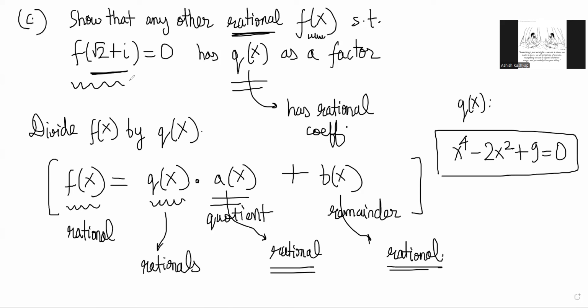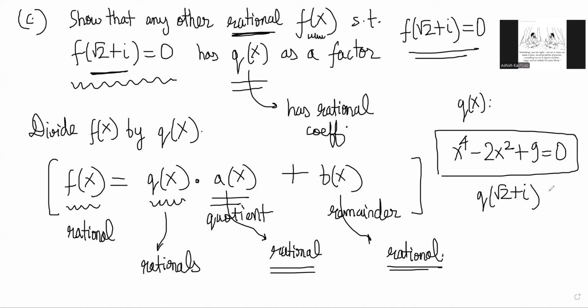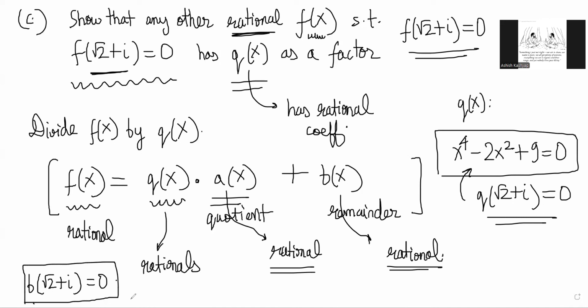Now we will use the fact that root 2 plus i is a root of f(x), right? So f of root 2 plus i is 0. We also know that q of root 2 plus i is also 0, right? Everyone knows that, no? Q of root 2 plus i is 0, because we got this from the previous part. So if I put root 2 plus i in this division algorithm formula, what is coming? We are getting b of root 2 plus i should be 0, no? Can you see that? Great. And by the division algorithm, we know b has to have degree less than or equal to 4, because q had degree 4. Not less than or equal to, it has to be less than 4, right?